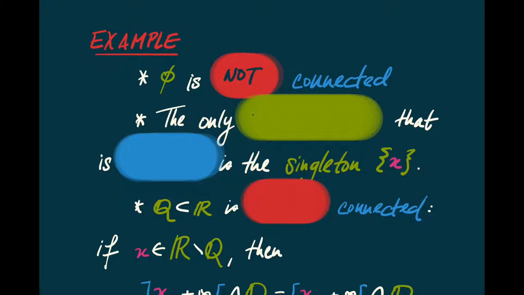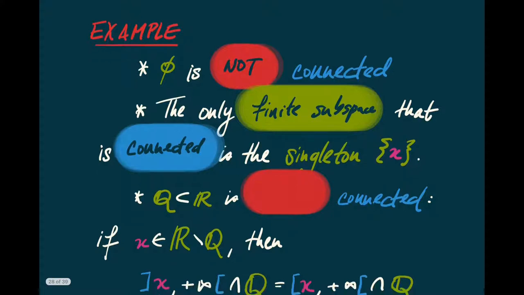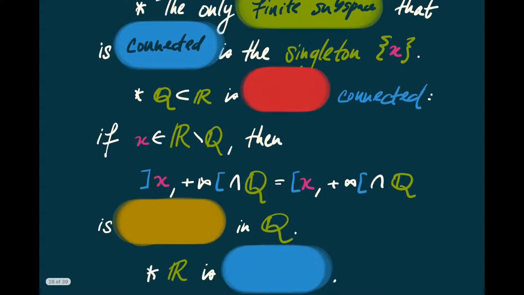Suppose that I look now at a finite collection of points inside Euclidean space, and I ask whether it's connected. And the answer is no, unless I've only taken one point by itself, the singleton subset. If I look at the rational numbers inside the real line, that is not connected. How can we prove it?